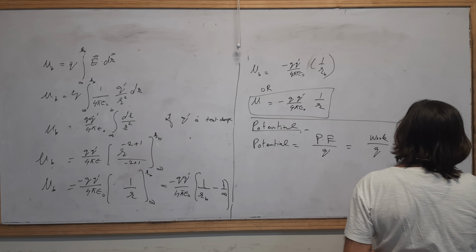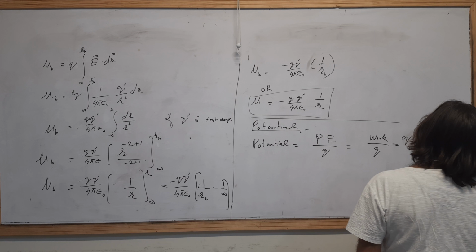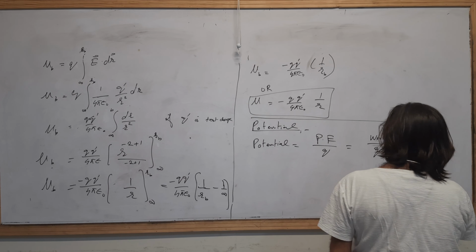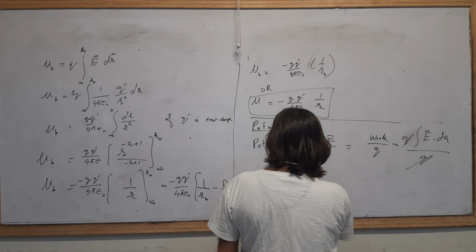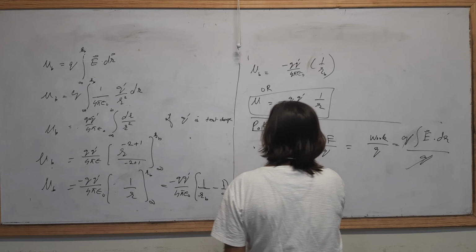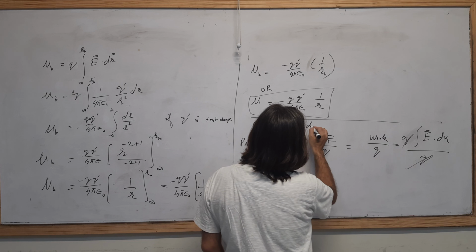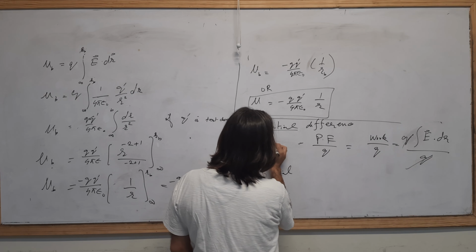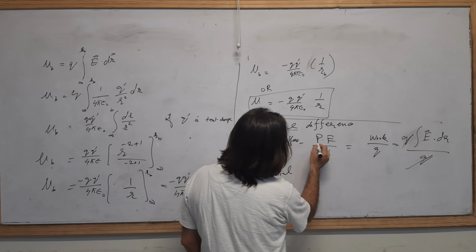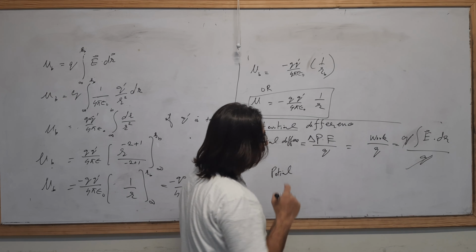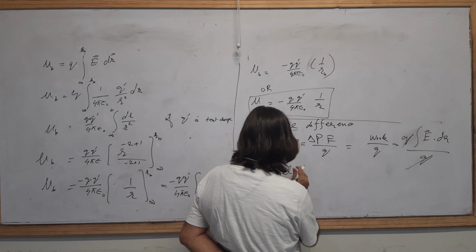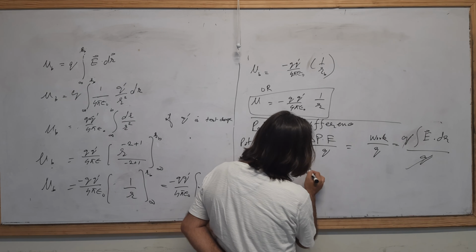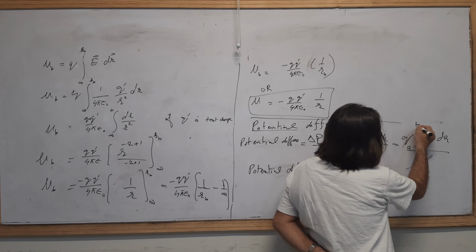So that means you may write the integral of E dot dr divided by Q. Q will be cancelled, and so the potential difference, not potential, sorry, that is the change in potential, will be equal to this. So, potential difference between two points from A to B.